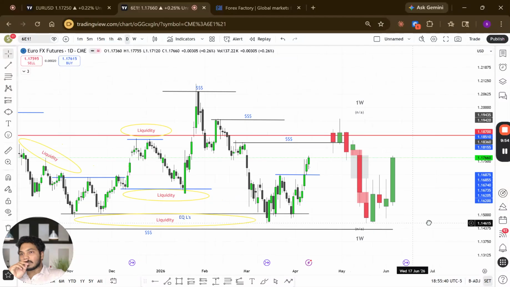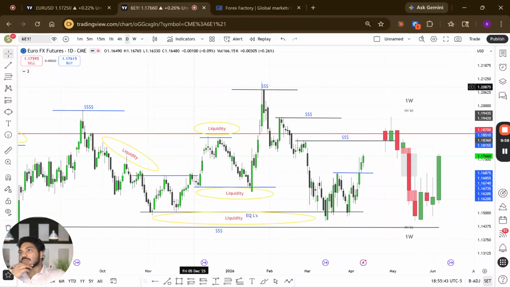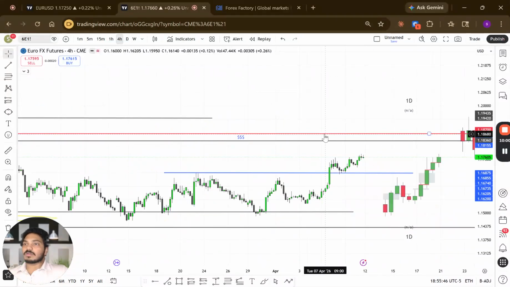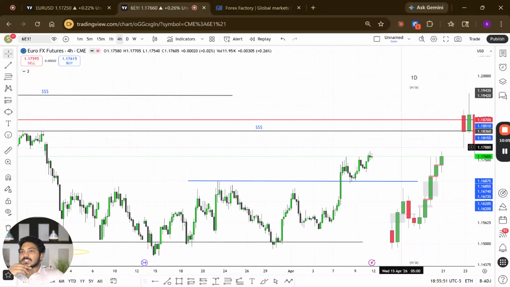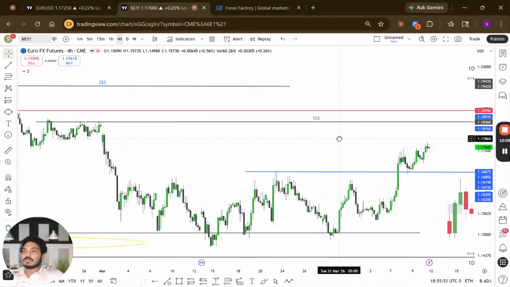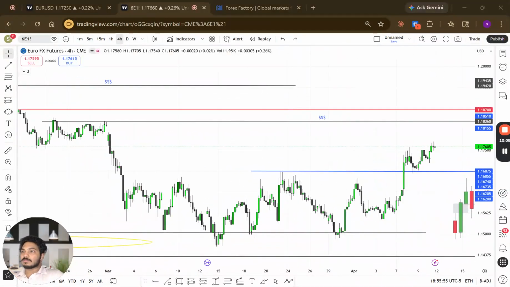So from here, let's move on to the 4 hour time frame to see what we can interpret on this 4 hour chart. We're down to the 4 hour chart. This gives us a much clearer picture of the recent structural shifts and where the current algorithmic pricing cycle is.